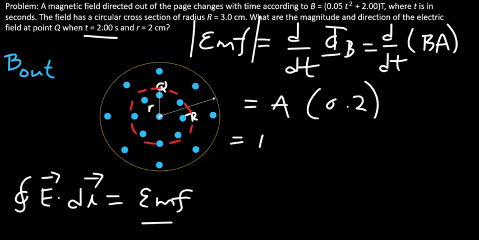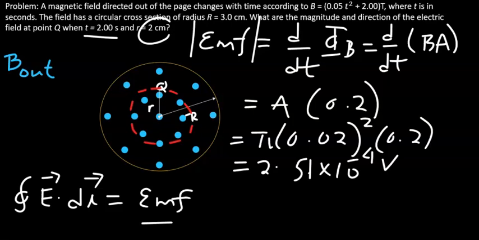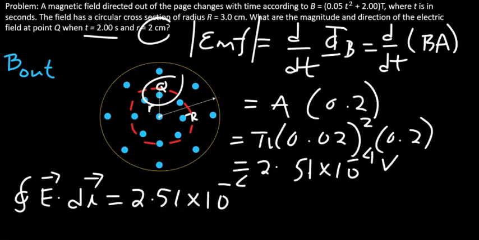So substituting for the A as pi times 0.02, I'm converting cm into meters, squared, times 0.2. You will get the magnitude of the induced EMF. The induced EMF is 2.51 times 10 to the power minus 4 volts. So there we go. We have the value of the induced EMF at that point, namely 2.51 times 10 to the power minus 4 volts.